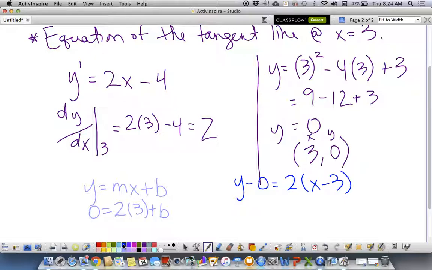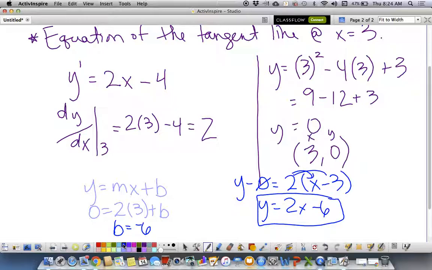Immediately, I can tell you that b equals -6. So I get b equals -6. Do that pretty quick. Over here, y minus 0 is kind of the same thing. So I have y equals 2x, so I'm distributing, minus 6.